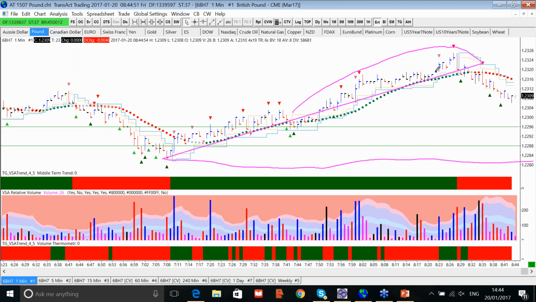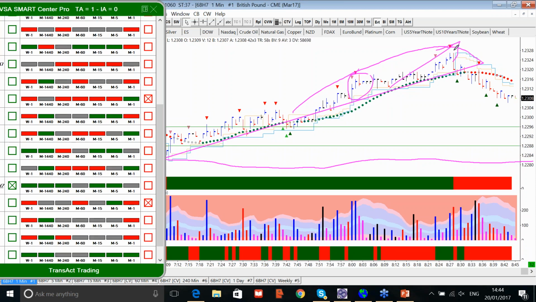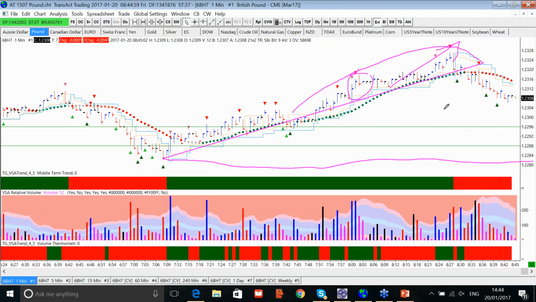Always bear in mind, if you're short over here, sometimes it happens. The market goes against you, you get stopped out and you've got to get back in again. That happens. That does happen.